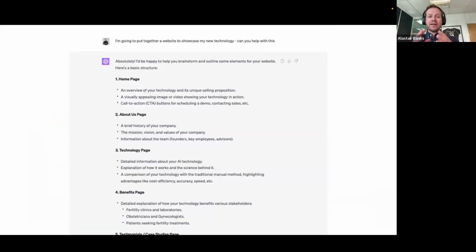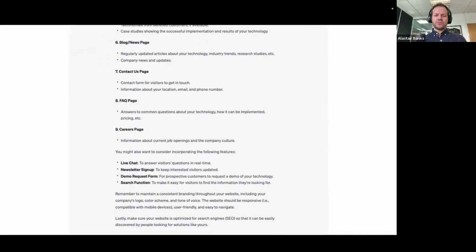Now, really, it's about having a space in the middle, which you can put your information. Now, I've used ChatGPT here to create me a website, essentially. So I've said, look, I want a website to showcase my technology. It's come up with a load of pages for the ideas. If I wanted to scroll down there, it's even got examples like, put a newsletter sign up, a demo request form, search function, things like that.